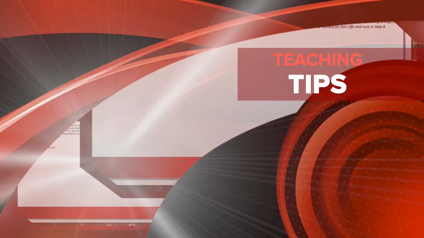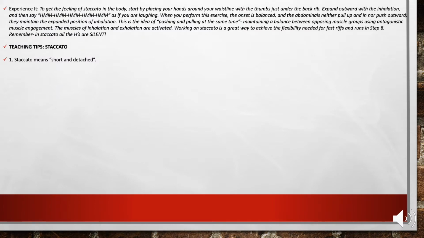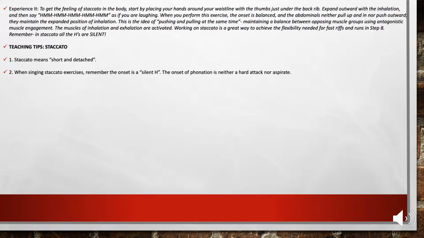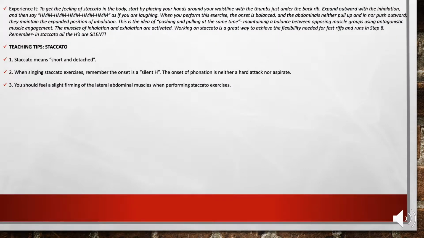Teaching tips. Staccato. 1. Staccato means short and detached. 2. When singing staccato exercises, remember the onset is a silent H. The onset of phonation is neither the heart attack nor an aspirate. 3. You should feel a slight firming of the lateral abdominal muscles when performing staccato exercises. 4. Staccato exercises create a better balance between the air and the vocal folds. They encourage moderate compression.